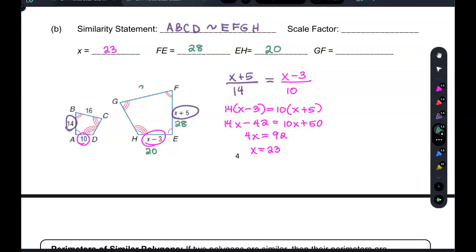And then we have to find GF, which we don't know anything about. But remember, now that we have two of our sides, we can find the scale factor. So let's take, for example, AB is 14. That corresponds to EF, which is 28. So that gives us a scale factor of 1 to 2. So that means if BC is 16, and we'll call this W just to have a different variable, then if the scale factor is 1 to 2, W has to be 32.